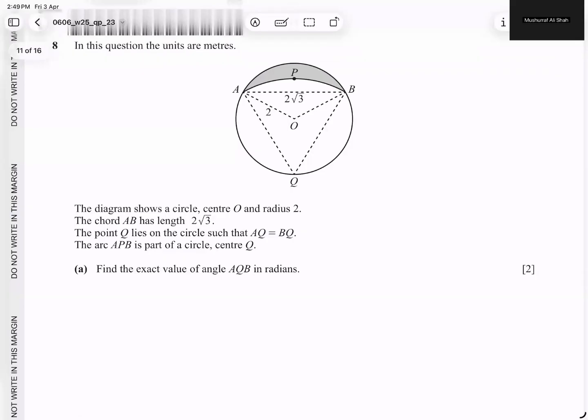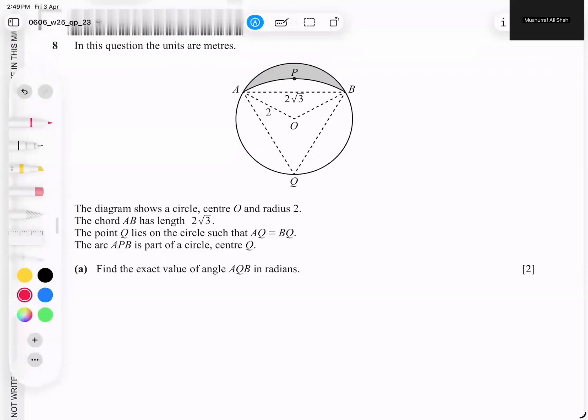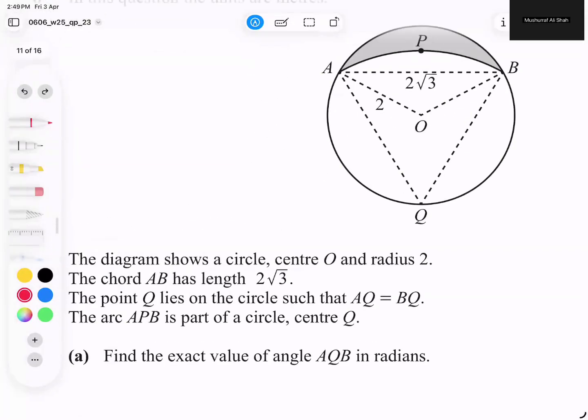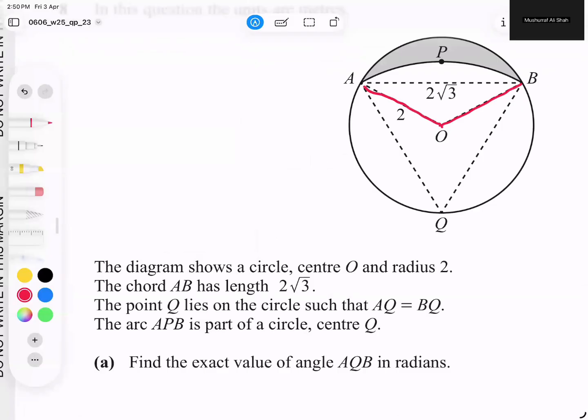Question number 8 we have. If you read this question very carefully, he's saying the radius is 2. So radius is 2 means if I zoom this diagram, this is 2, this is 2, throughout 2. Chord AB is 2 root 3, given. And Q lies in the circle such that AQ and BQ are equal to each other. So basically, this part is clear.